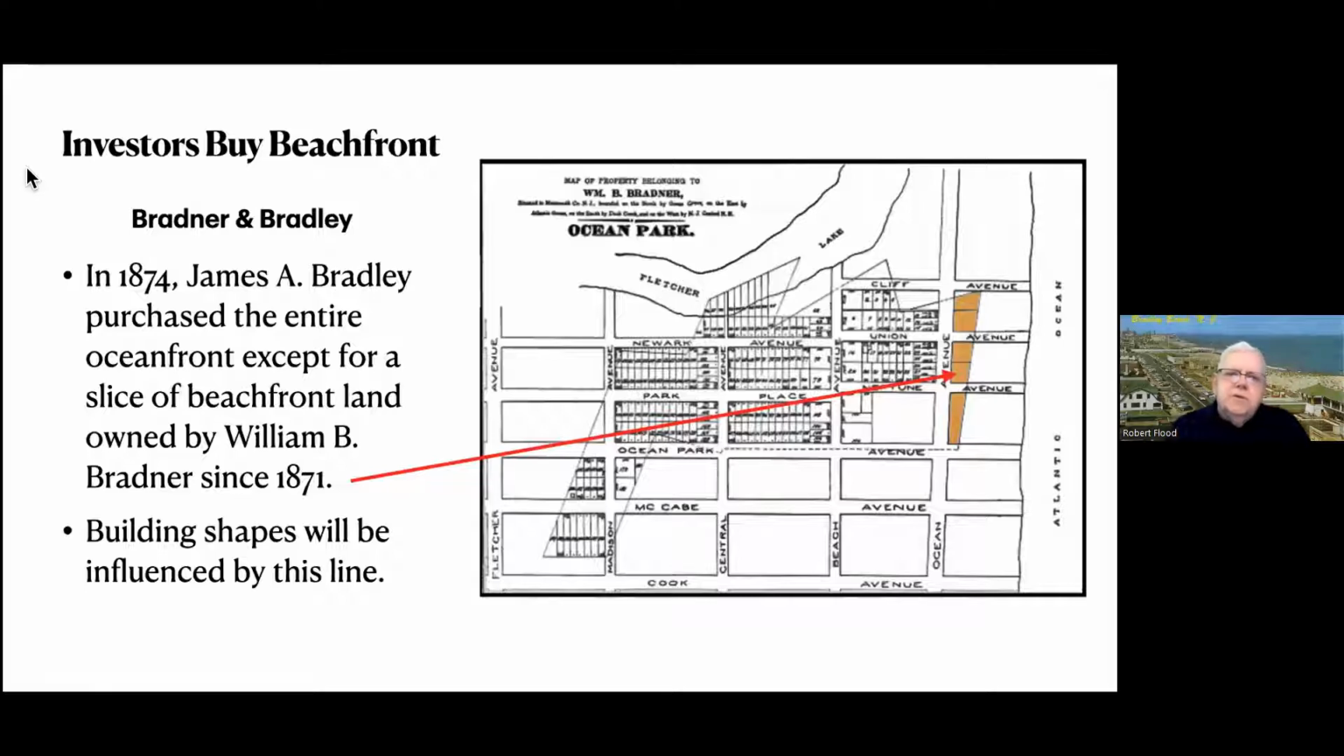Two key investors buy virtually all of the property, at least most of it in Bradley Beach. James A. Bradley in 1874 buys the entire beachfront, which we're going to be focused on. The only slice that he doesn't get, you can see on this map, it's illustrated in the color brown, and that's been owned by William Bradner since 1871. As we go through the talk, you'll notice that building shapes will be influenced by that line.